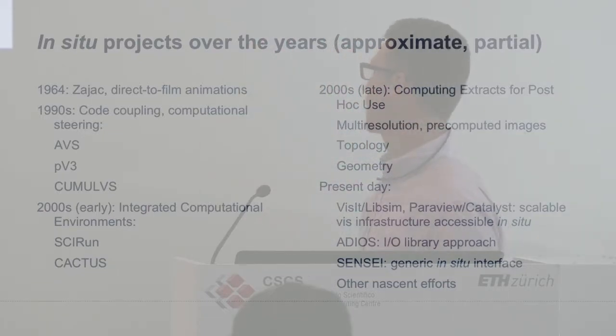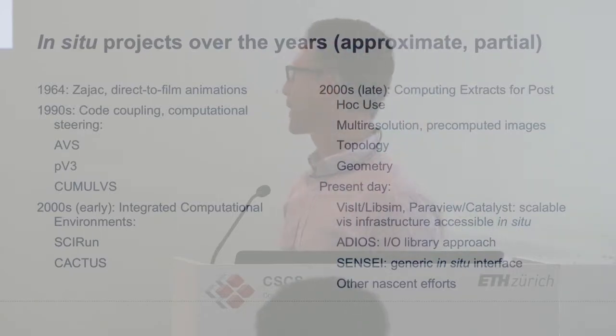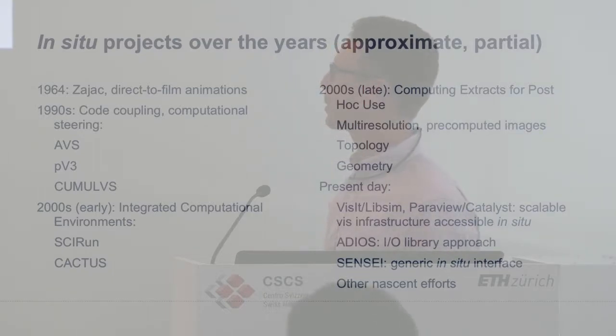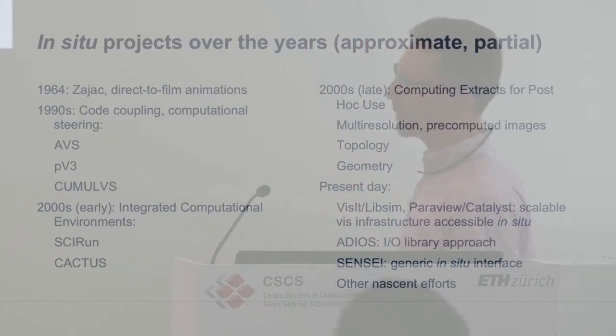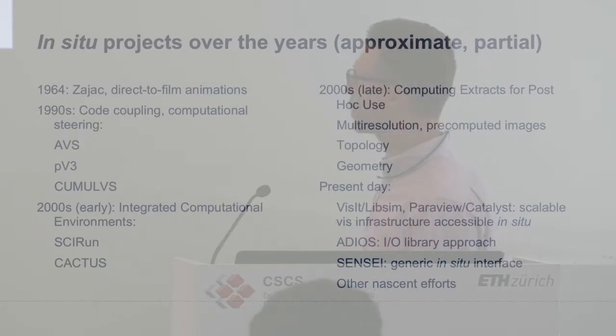So here's the recap. 1964, the earliest in situ that we could find. 1990s, a lot of code coupling, computational steering, human in the loop. 2000s, integrated computational environments, in transit. 2000s again, you've got extracts, people are doing that. Present day, as Jean mentioned, there are a number of solutions out there. We've got Libsim, Catalyst. ADIOS is another one focused at the I/O layer. It doesn't provide any visualization capabilities, but it provides a lot of flexibility in terms of data movement, getting things in and out. It provides analysis capabilities without any rendering capabilities.